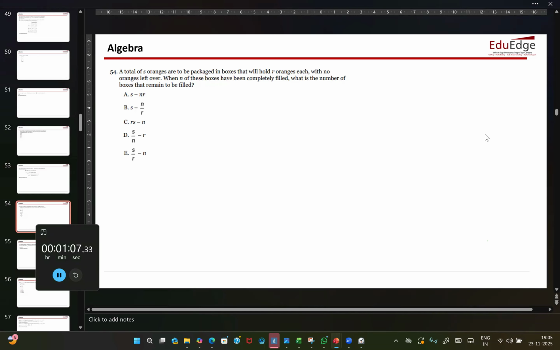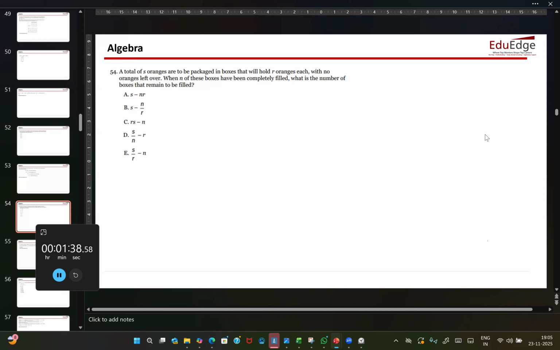I need to hold R oranges in each box. No. One box has R oranges and I have N boxes. So total oranges that I've boxed are NR. First, let's go on the first line. So a total of S oranges are packaged in boxes such that they will hold R oranges each. So can I say each box is R and number of boxes will be S by R?